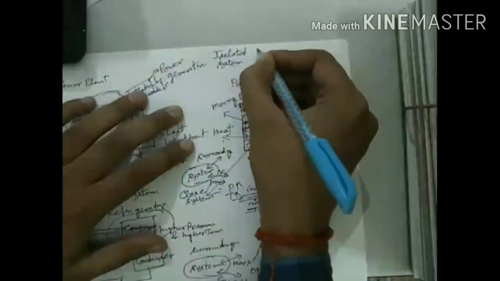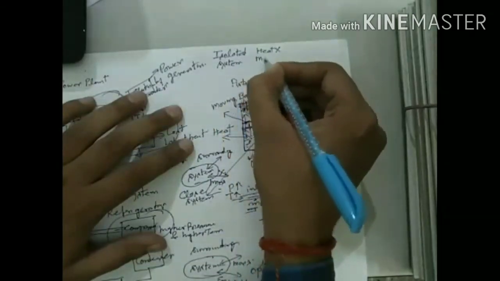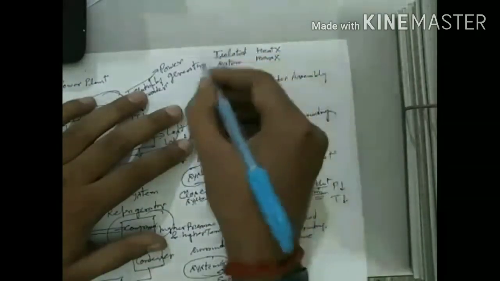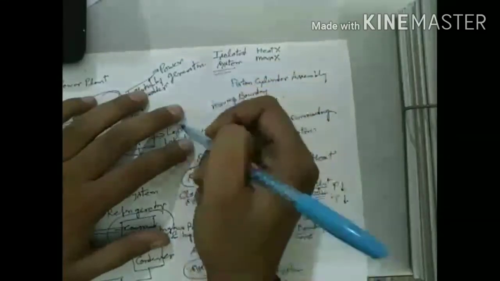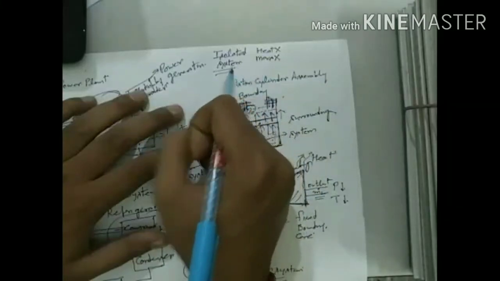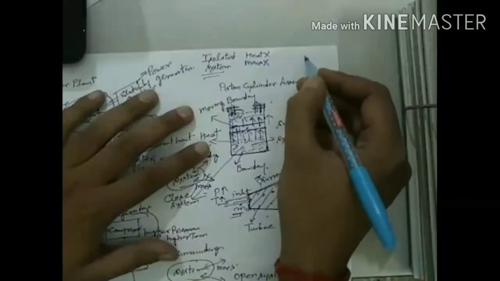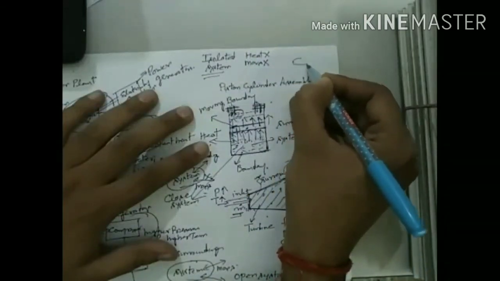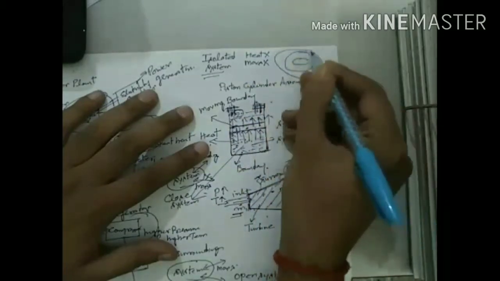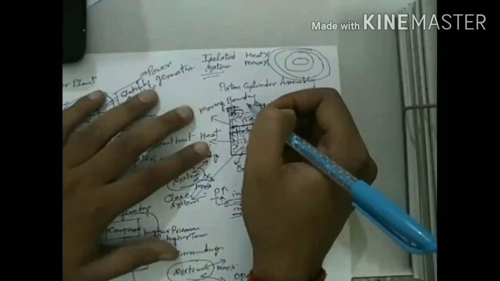In which heat cannot be transmitted, as well as mass cannot be transmitted. Okay, so such a type of system is known as an isolated system. We can understand this isolated system with an example. Suppose in our solar system there is a sun and all the planets and satellites are arranged in different orbits.